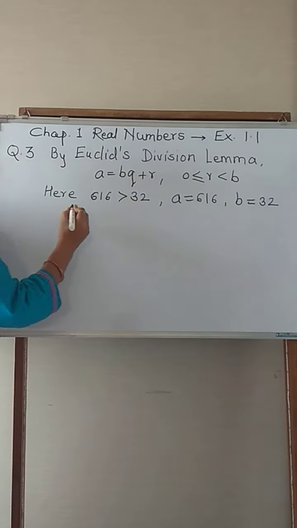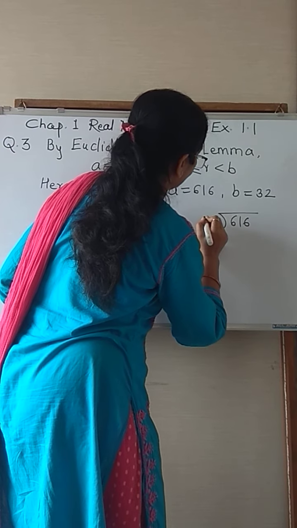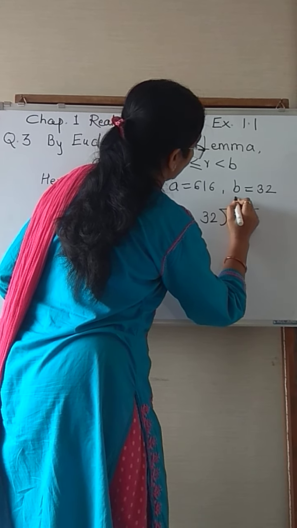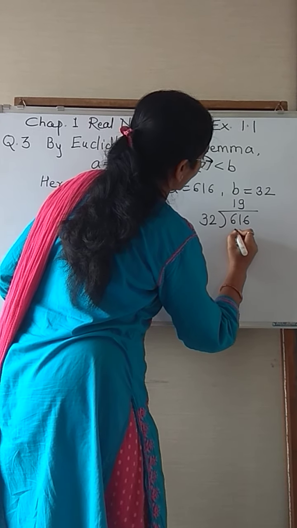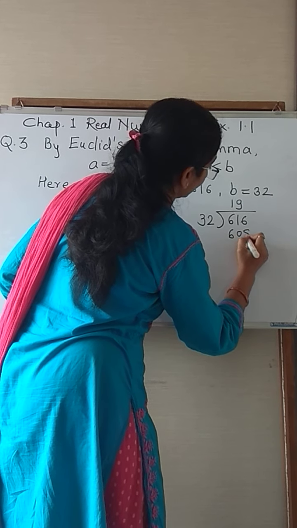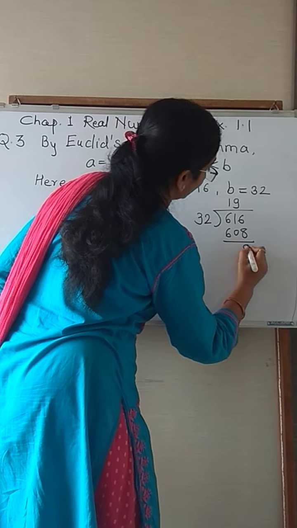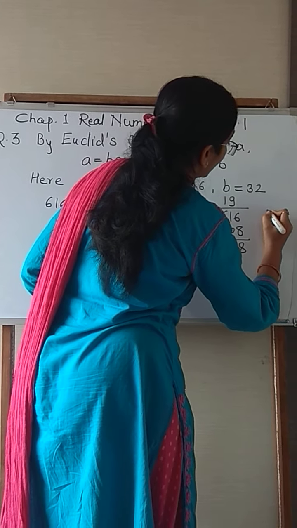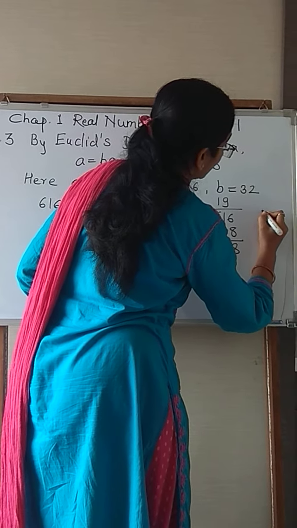Now using Euclid's division lemma we can write 616 = 32 × quotient + remainder. The quotient and remainder we have to find, so for that we have to divide 616 by 32. We get the quotient as 19, from which we get 608, and the remainder we get here is 8. This number you can find by doing our regular long division method, that is 616 divided by 32.